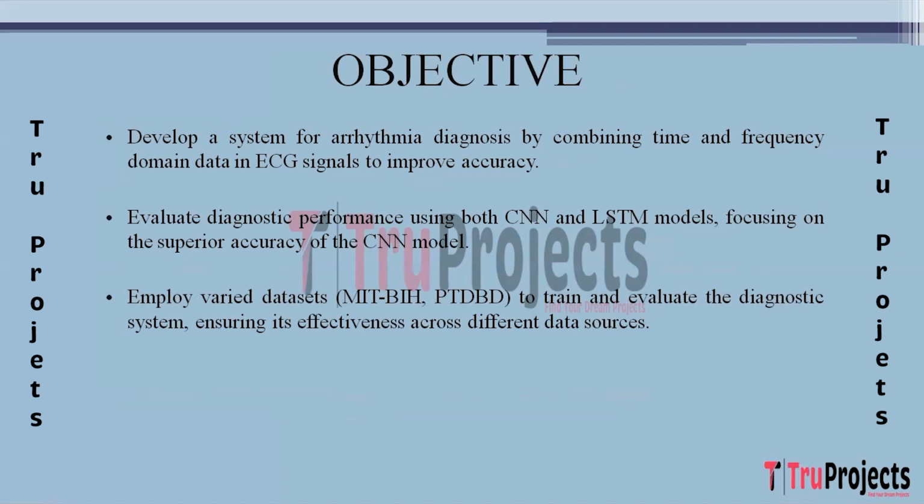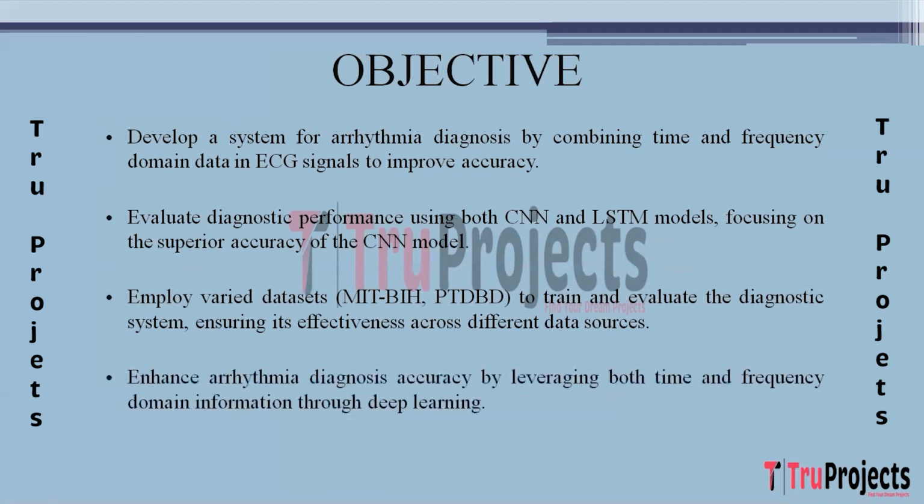The primary goal of the project is to improve the recognition accuracy of ECG signals for arrhythmia diagnosis compared to existing methods. By incorporating both time and frequency domain information and employing deep learning techniques, the project aims to provide a more effective and accurate solution for identifying cardiac arrhythmias.